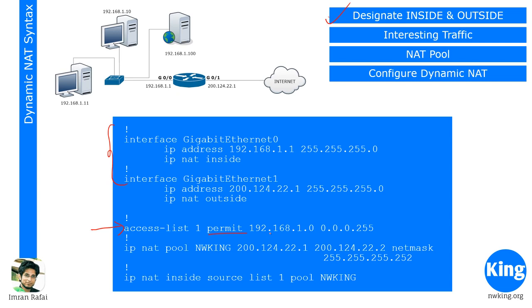In this case, we are identifying the entire network of 192.168.1.0/24 by making use of a wildcard mask, and we know what a wildcard mask is, right? If we go back to our last video, if you want to know more about wildcard mask.